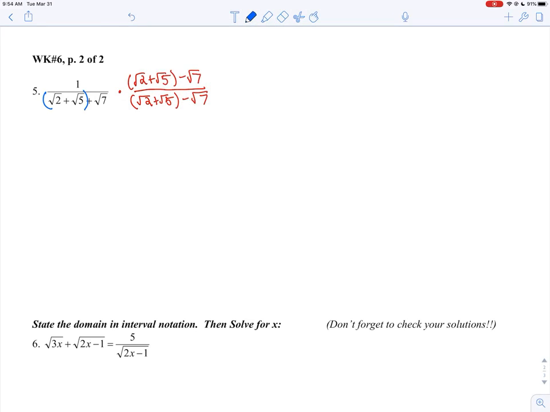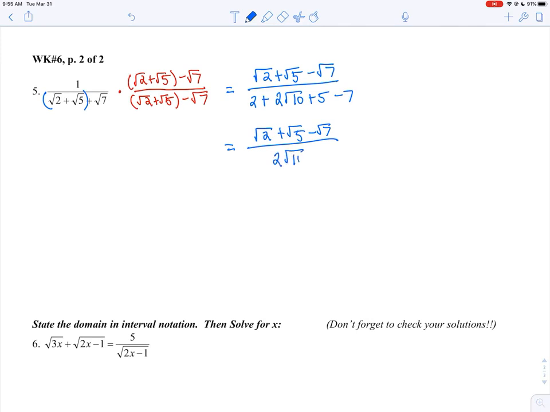All right, if we now just multiply this through. Up top, it's nice because we're just multiplying by 1. So that's just going to remain as our rad 2 plus rad 5 minus rad 7. Right? In our denominator, what are we going to end up with? We're going to have to FOIL that first part. So we're going to have 2 plus, that's going to be what? 2 rad 10 plus 5. And then it's going to be minus 7 at the end there. So if we simplify this out a little bit, our numerator just stays as is for the moment. If we simplify our denominator, we see that we got the 7 minus 7, so we're just at 2 rad 10.